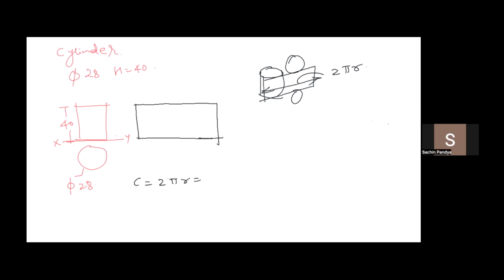So we can do the calculation, 2 into pi. Pi is 22 by 7. R, the radius, is 14. So when you calculate, 2 into 22 by 7 into 14, it would be 22 into 4, 88. So we got this length as 88, which is equal to C, 88 millimeter. And from here we go up by 14 and we can draw a circle. From anywhere we can go down and we can draw a circle. This is the development of a cylinder.